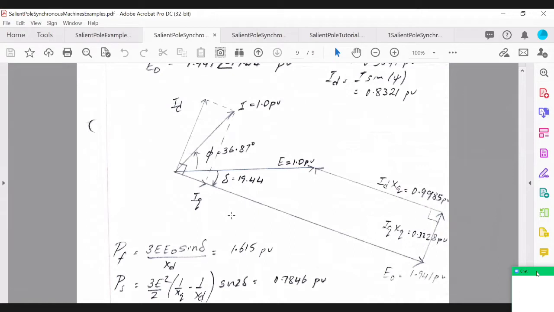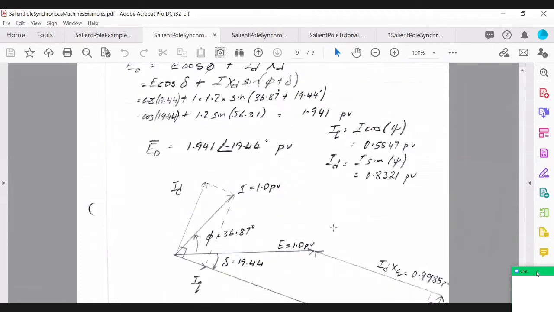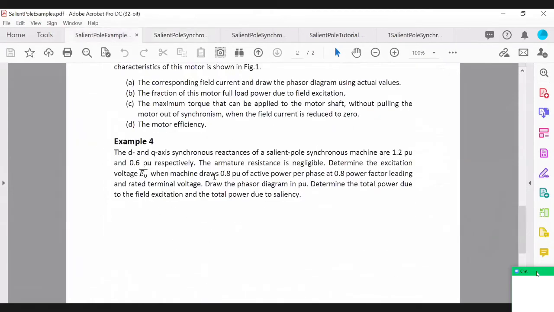Okay. If you're asked to draw a phasor diagram in your test, you have to make sure all the values are inserted and the units and the angles, so that each phasor is represented properly with its magnitude and its angle. Right. So once you've drawn the phasor diagram, the next part, as they've asked, is to work out the portion of the power that's due to the field excitation, and the second part due to the saliency.